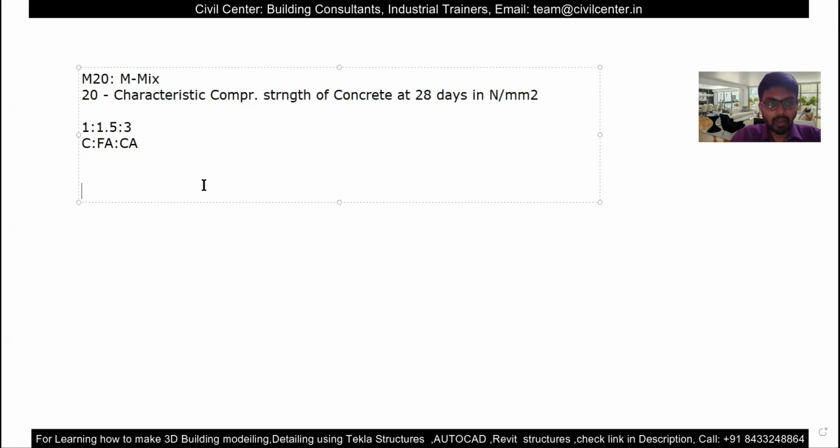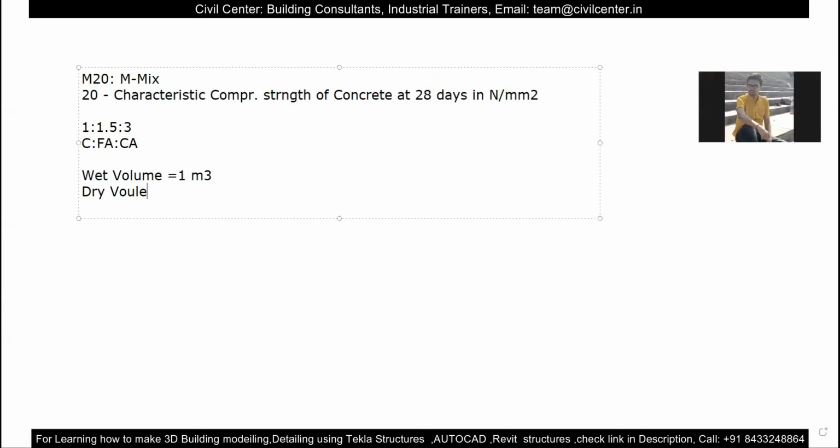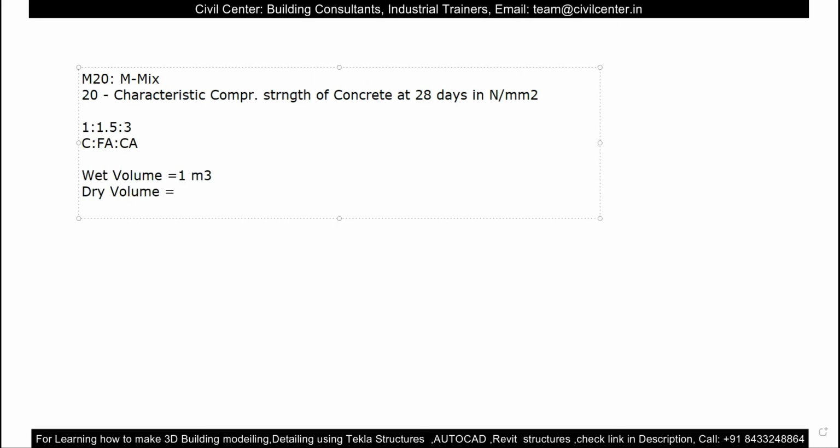Now we'll calculate the wet volume. The wet volume is the concrete volume after casting, which contains the water. So the wet volume is 1 meter cube. The dry volume is an approximation, and it has a range, based on which we define the dry volume. If you multiply the wet volume by 1.54, you'll get the dry volume. So the dry volume will be 1 into 1.54, equals 1.54 meter cube. So this is the wet volume and the dry volume.